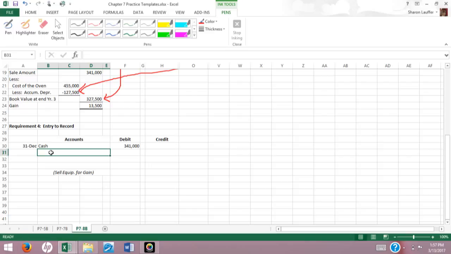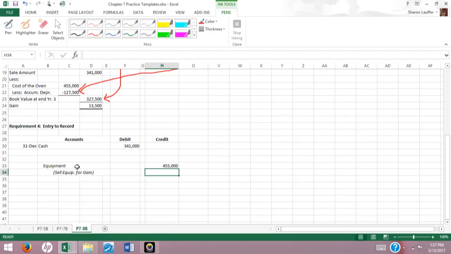So the equipment, when we purchased it, was debited to the equipment account for $455,000, which was the cost of the oven. So we need to get $455,000 out of the equipment account. We debited it to put it in the equipment account, so we're going to credit it to take it out. So we're going to take the full cost of that oven out of the equipment account.